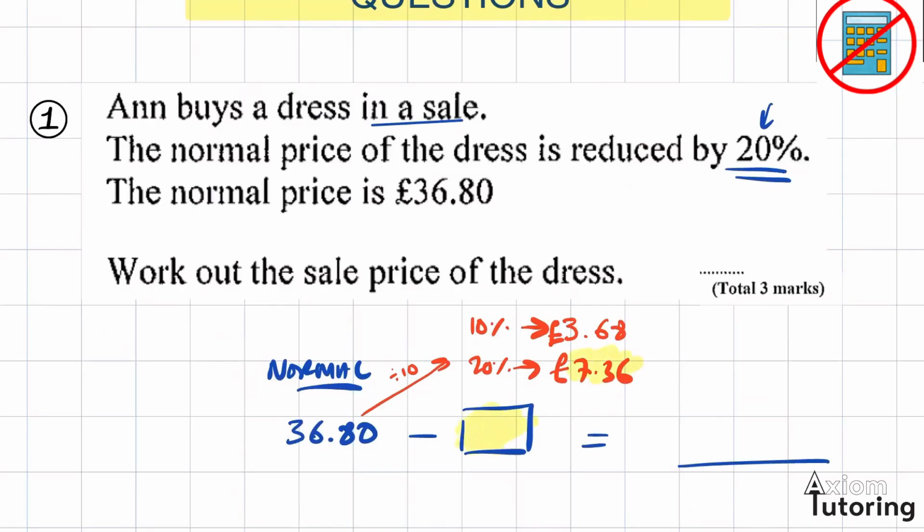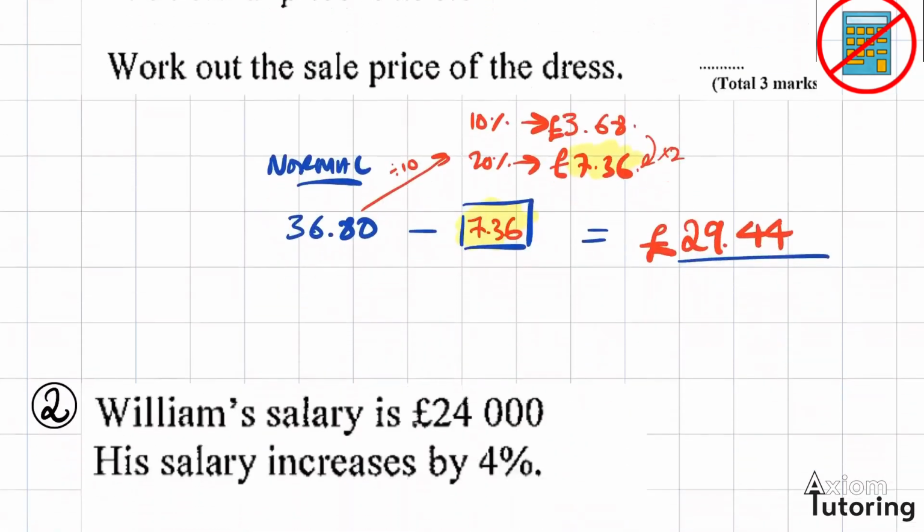Now, as we go on to the calculator part in another video, you'll find that there are much quicker ways of doing this, but right now we're just trying to understand the concept. So we worked out 10%, doubled it to get 20%, and now we're taking 20% off the normal price. So we do 36.80 minus £7.36, and you should get £29.44. I'm not going through the column subtraction because I'm assuming that everybody watching is okay with that.